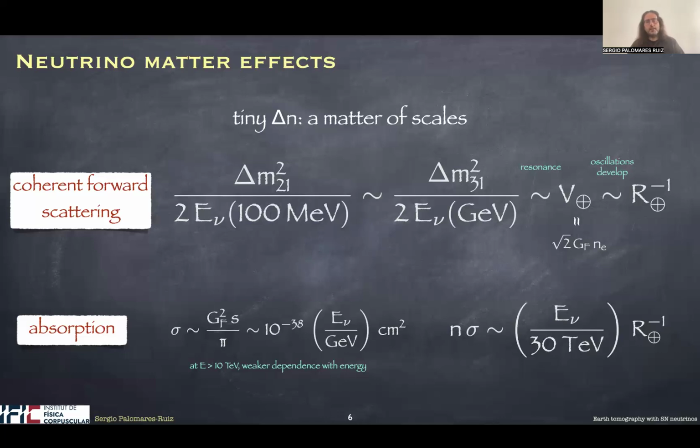Then at higher energies, the neutrino cross section with matter increases, and at some point the Earth is not transparent anymore, and neutrinos start being absorbed when they go through the Earth.